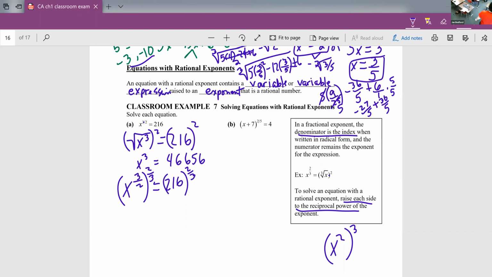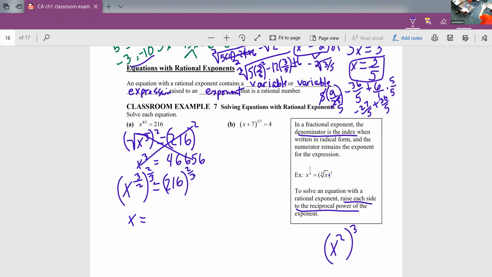But what it's done for me right now is it just gives me x by itself over here. Okay, so instead of trying to go to radical form up here, which we saw gave us really big numbers, we really didn't want to go that way. Now, I'm going to see if I can figure out what 216 raised to the 2/3 power is.